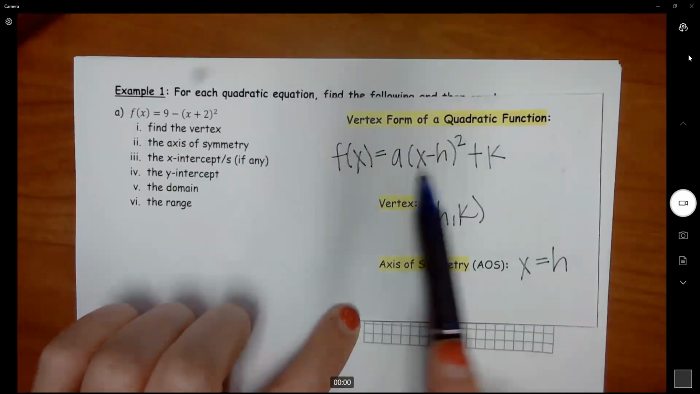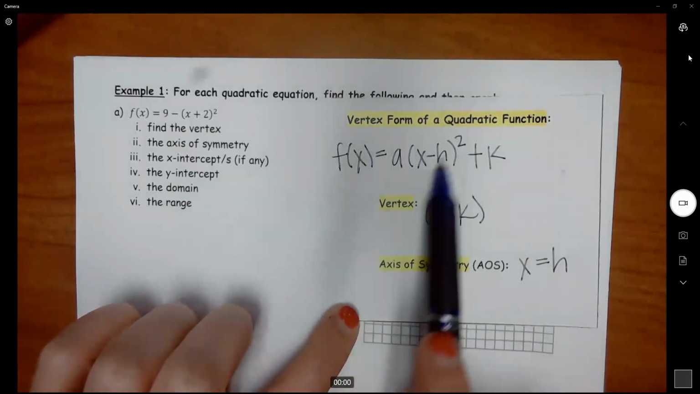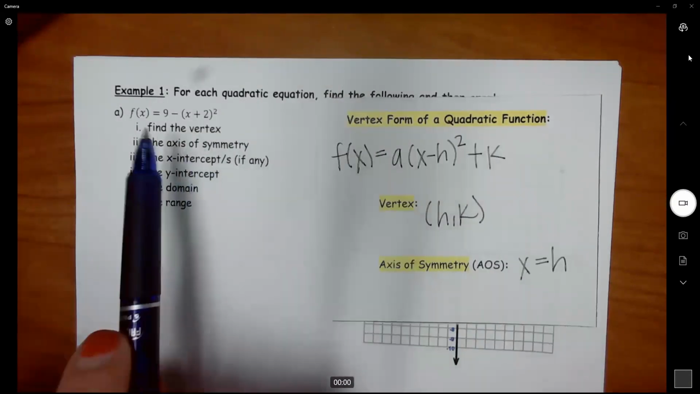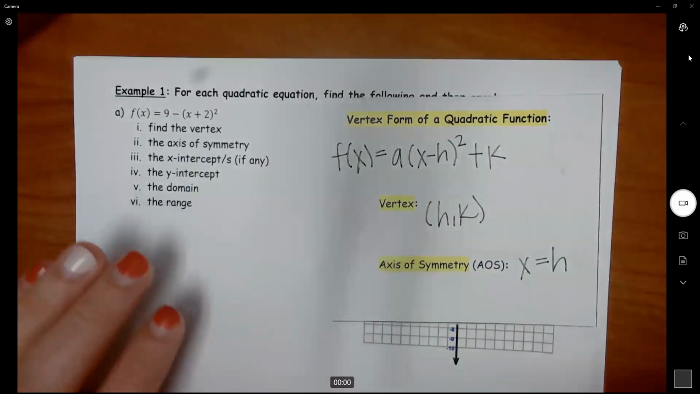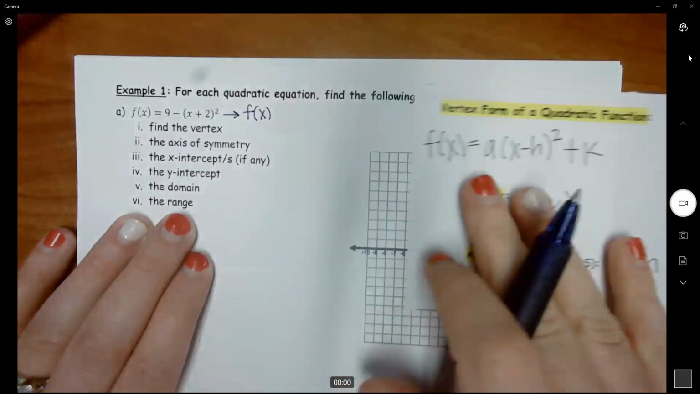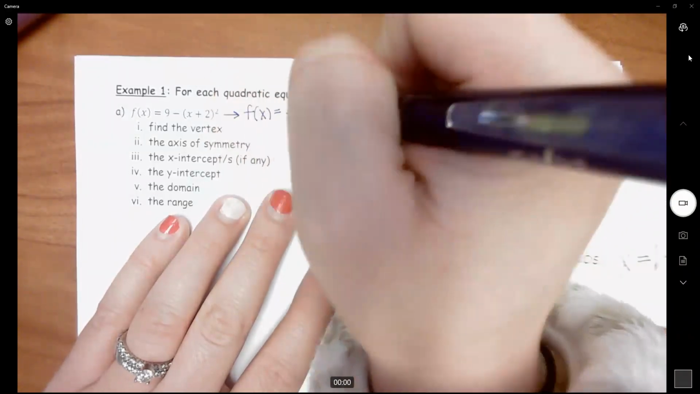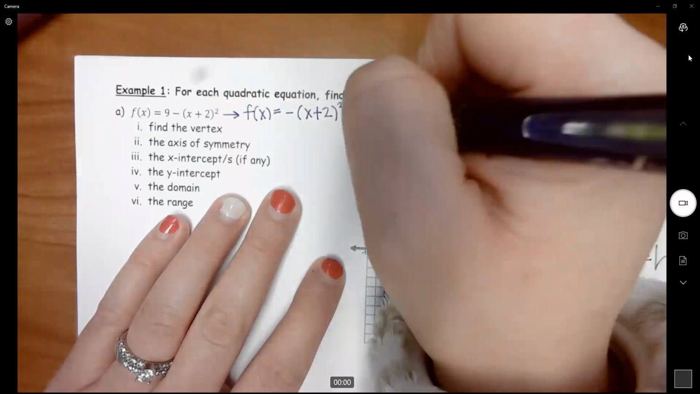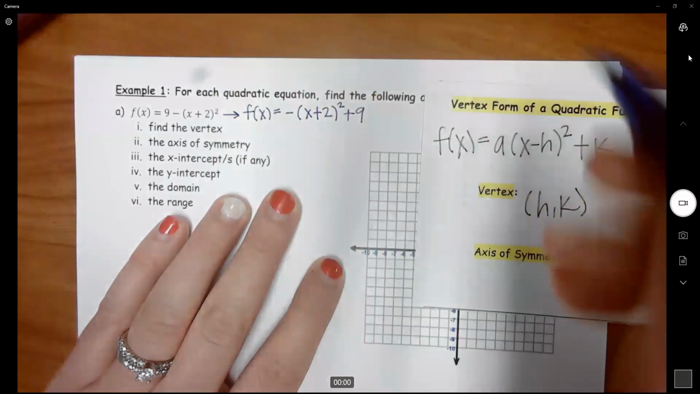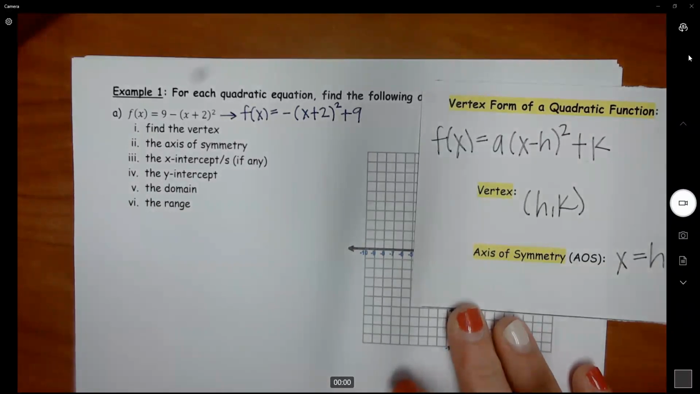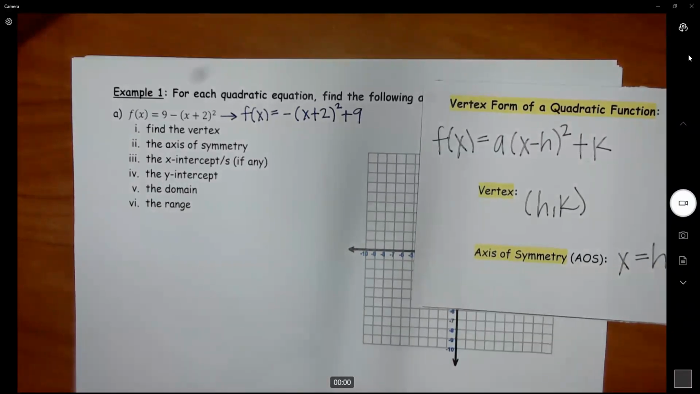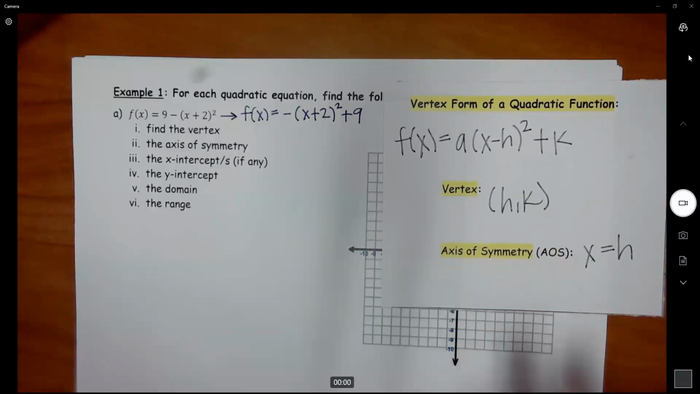And so to write it in this form, where I have my squared portion first and then my k at the end, I'm just going to move this 9 to the back. So this is the same as f of x equals negative (x plus 2) squared plus 9. I'm just going to rewrite that so that it matches my form here.